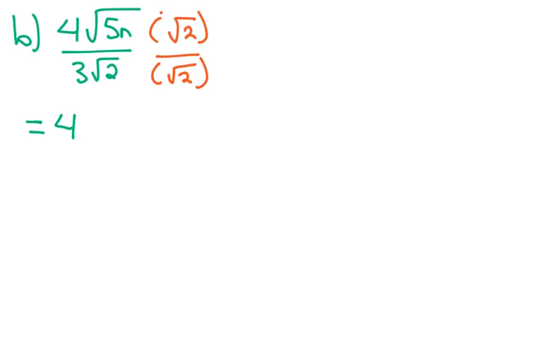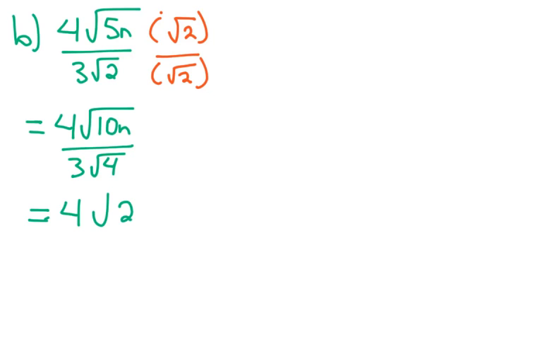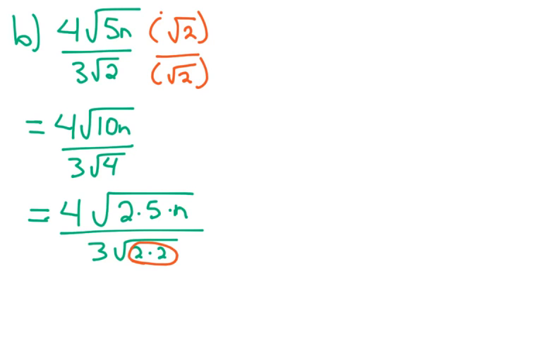On top here, we'll get 4 root 10n, because I can multiply the 2n with the 5n. On the bottom, we'll have 3 root 4. Break down. The 4 is going to stay. The 10n would be 2 times 5 times n. And the 4 on the bottom would be 2 times 2. Only one meaningful breakdown here. We have the pair of 2's on the bottom. That's the design of this.